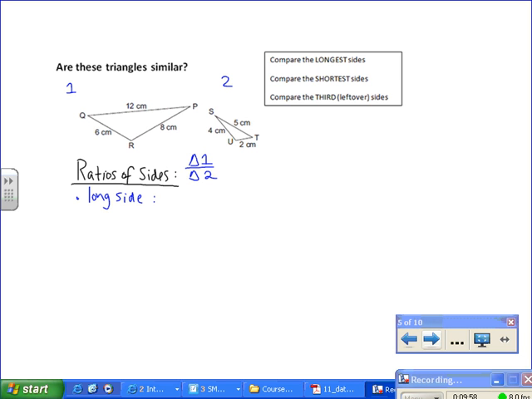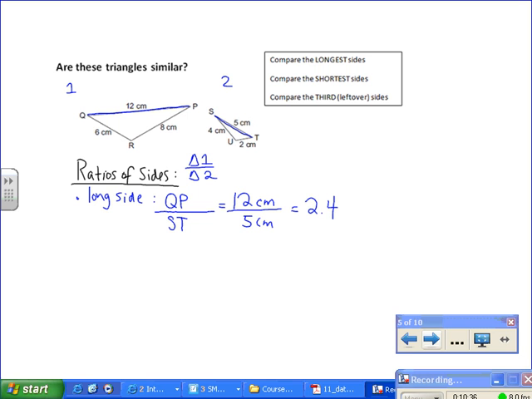Okay, so the longest side of triangle 1 is right here, 12 centimeters. It's longer than the other sides. Triangle 2, the longest side is from S to T, and that's 5 centimeters. Okay, so let's put triangle 1 on the top. So that's going to be from Q to P. And I'm going to put triangle 2 on the bottom, so that's from S to T. And the numbers are 12 centimeters over 5 centimeters for triangle 2. And if I take 12 and divide it by 5, I'm going to get the number 2.4. Okay, that's the ratio of the longest sides.